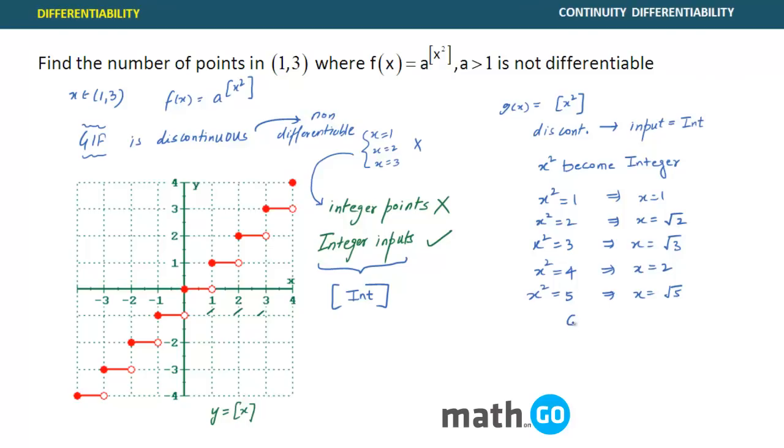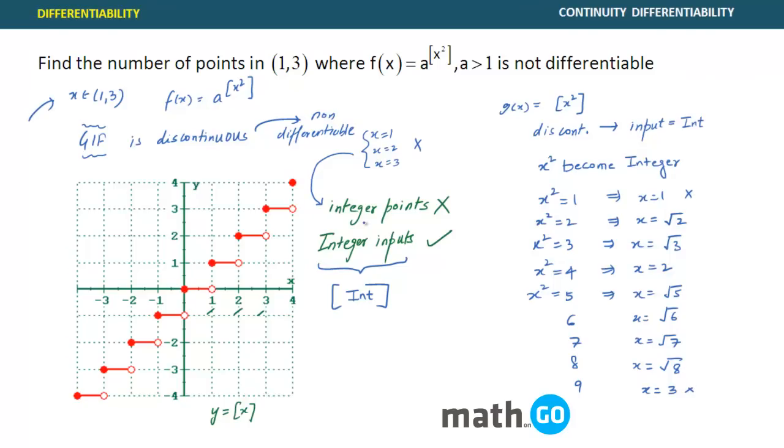Similarly it will take 6 at root 6, 7 at root 7, value 8 at root 8, and then you will get value 9 when x is equal to 3, right? So we need to stop here. Why? Because your domain is from 1 to 3 and you need not include these two values, because these are the boundary values which are not in your particular domain.